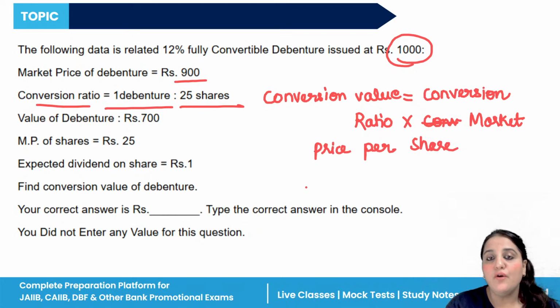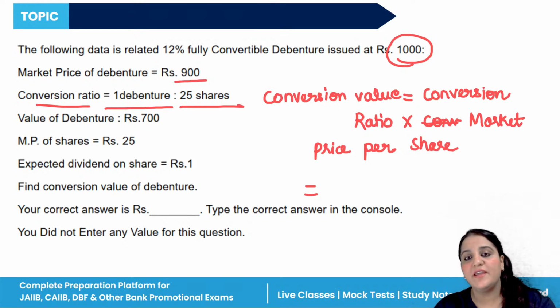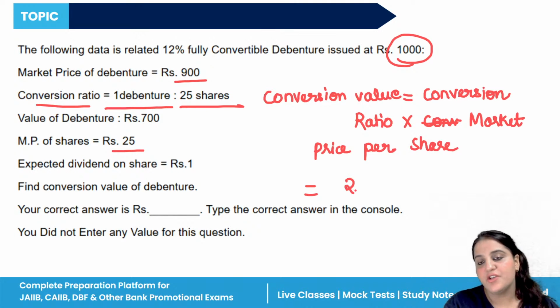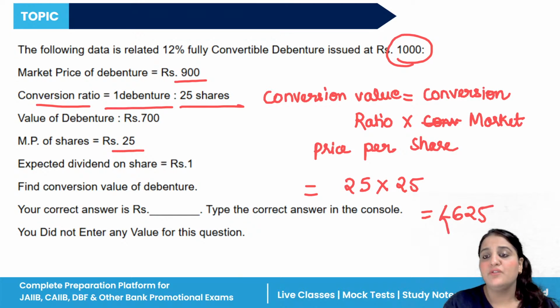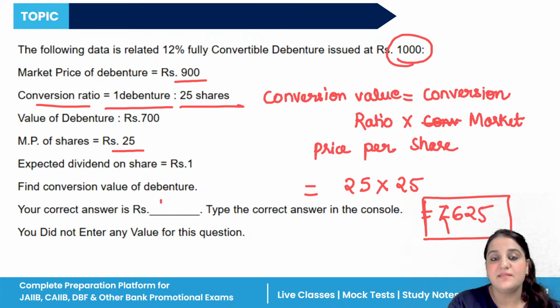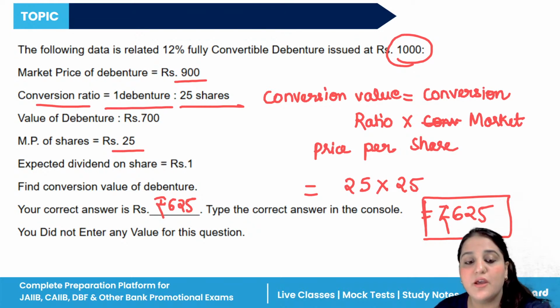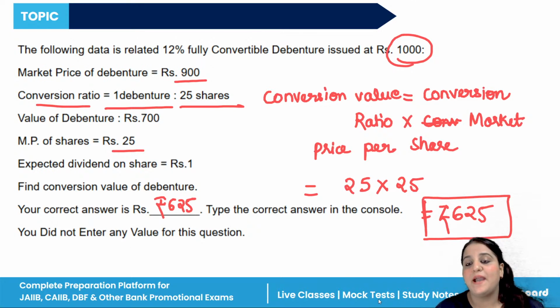Now, what is the conversion ratio given here? 25 shares per debenture. The market price is also given as 25. So just multiply 25 by 25. Here we got 625 rupees. So this 625 rupees is the answer. Clear? So conversion value is equal to conversion ratio multiplied by market price per share.